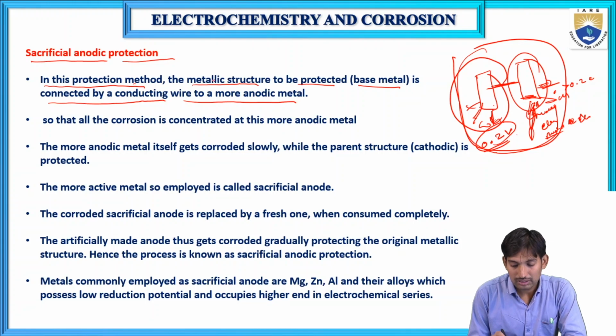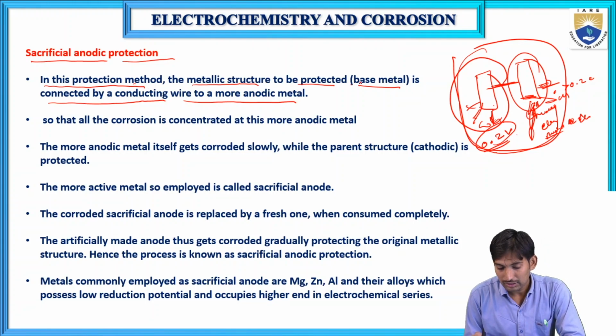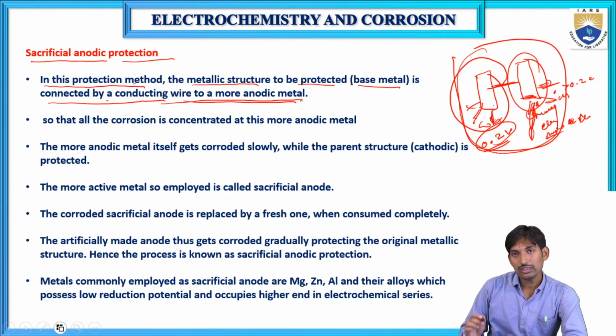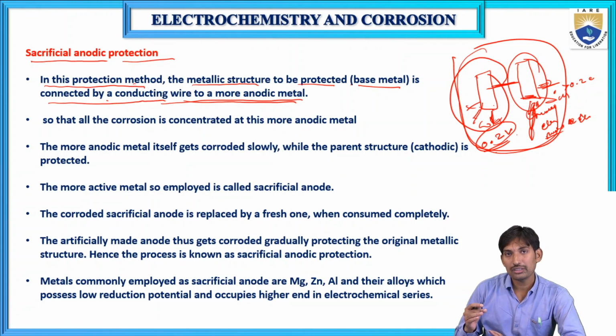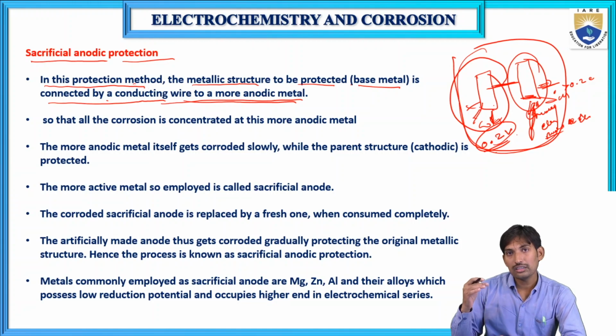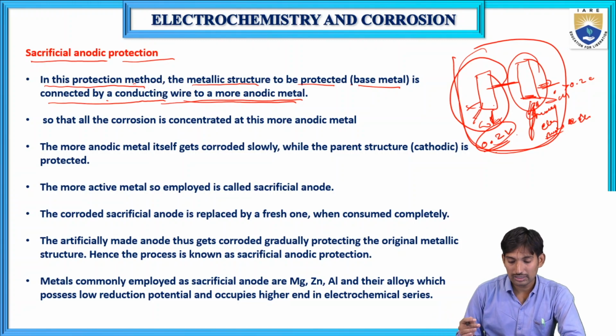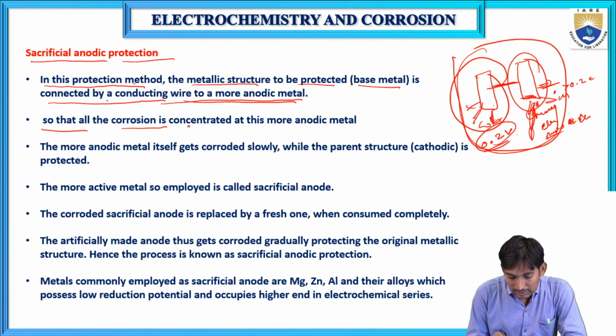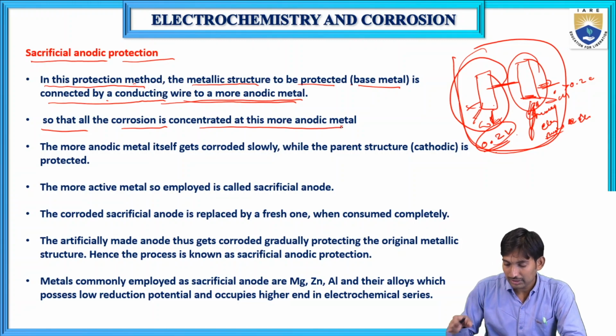In this protection method, the metallic structure to be protected is connected by a conducting wire to a more anodic metal. We have to connect our base metal to a more anodic metal, that means an electrode with more reduction potential. Then that other metal acts as the anode, and our base metal acts as the cathode. Then only our cathode metal will be protected, so that all the corrosion is concentrated on this more anodic metal.